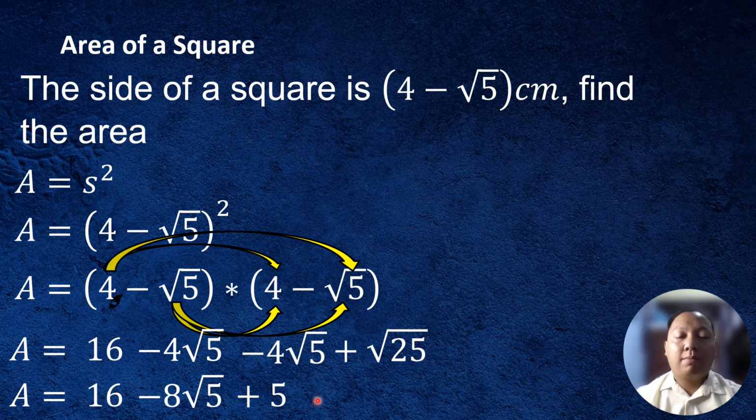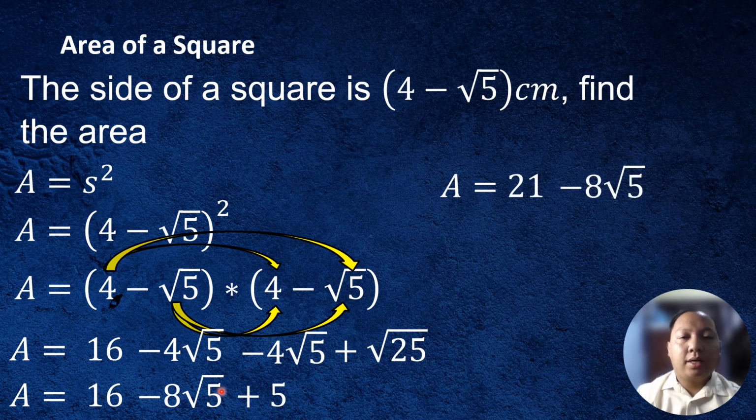Now, ano po ang magiging sagot? Simply just add 16 and 5. Therefore, our area is equal to 16 plus 5 is equal to 21. Then bring up negative 8 square root of 5 square centimeters. Again, ang magiging sagot po natin, area is equal to 21 minus 8 square root of 5 square centimeters.